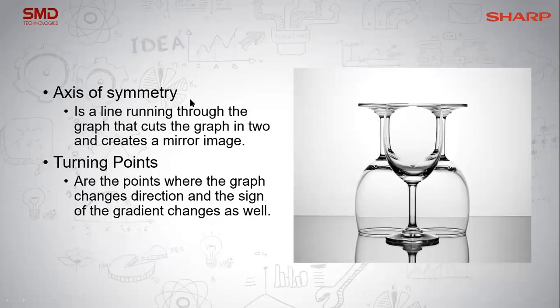And then, of course, your axis of symmetry is the line that cuts the graph into two, into a mirror image. And your turning points, which is actually only relevant to your parabola at this stage, is where your gradient changes sign. So when it changes from a positive to negative or a negative to a positive. So basically only the parabola in grade 10 and 11.